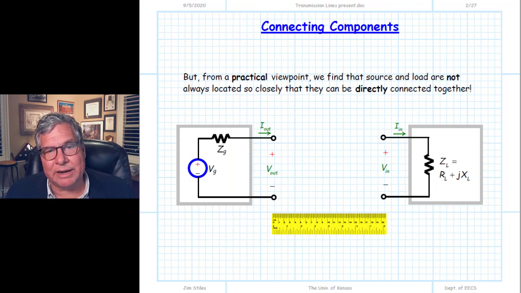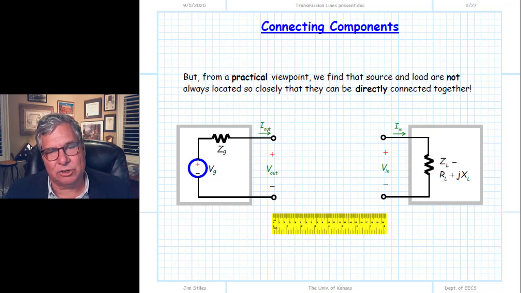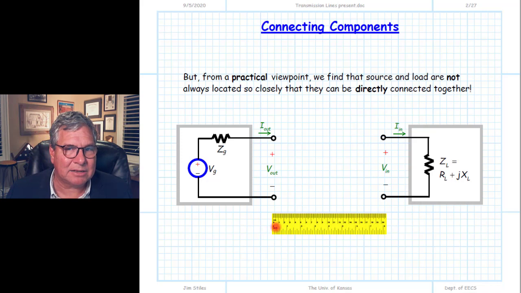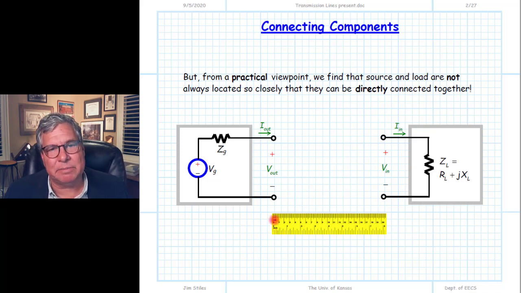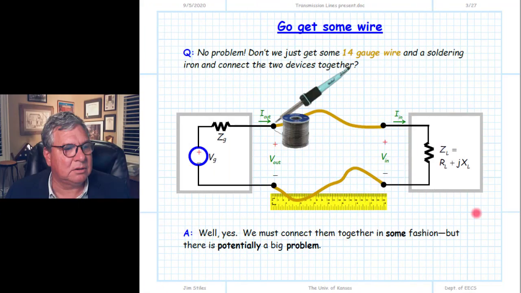Well, let's say some annoyed mechanical engineer comes along and says that we can't directly connect our devices to each other. We have to displace the source from the load by some physical distance. There's some reason in terms of balance or mass or mechanical design why this needs to be. So what do we do in this case? It seems like we could just go to the lab and find some conducting wire, and get our soldering iron and connect wires from the output of the source to the input of the load. How long do these wires need to be?